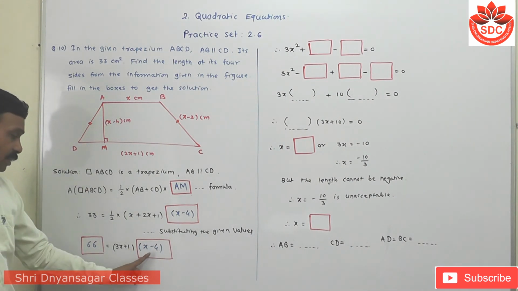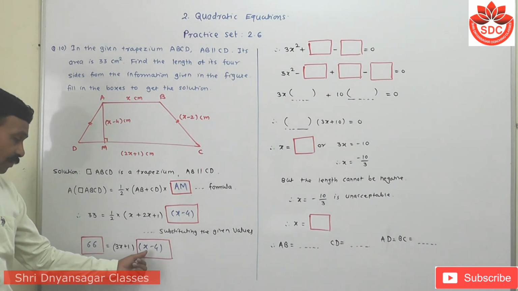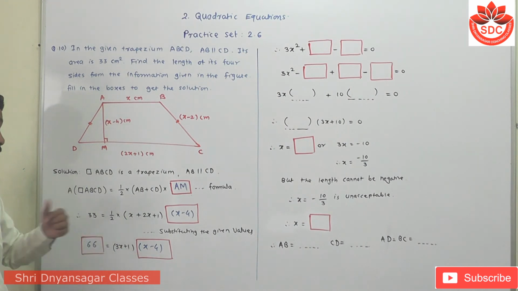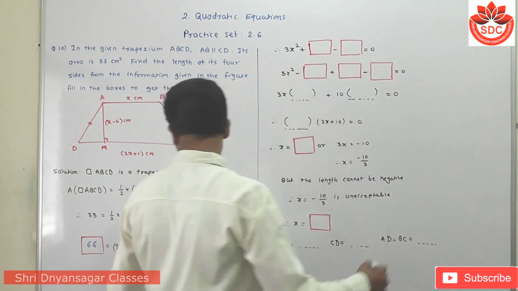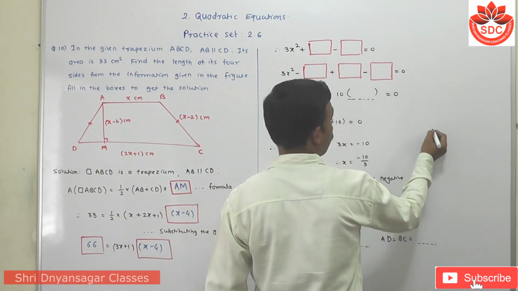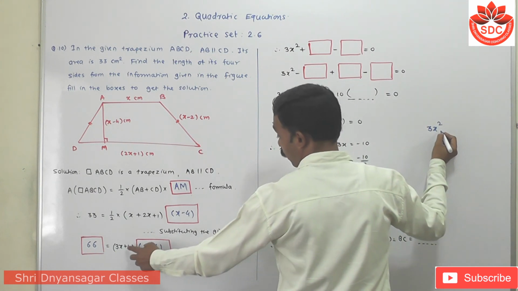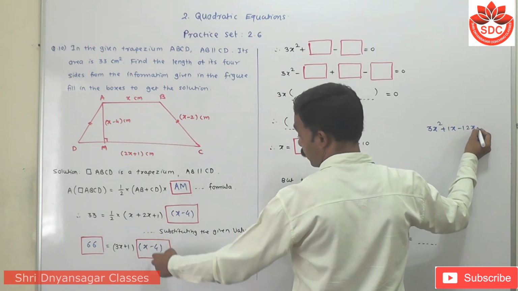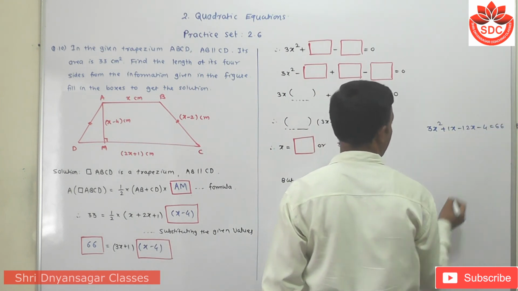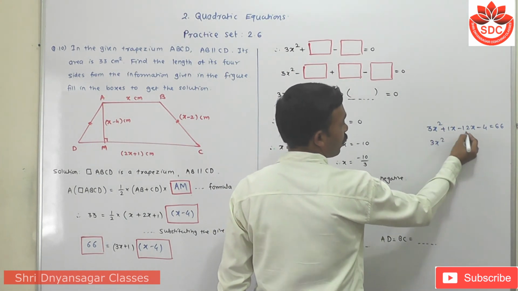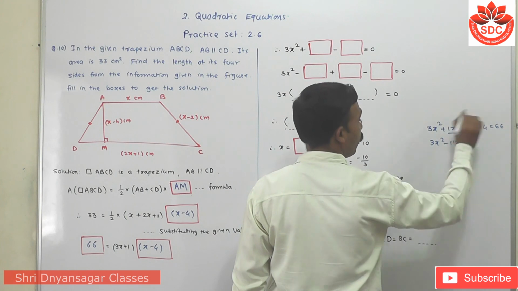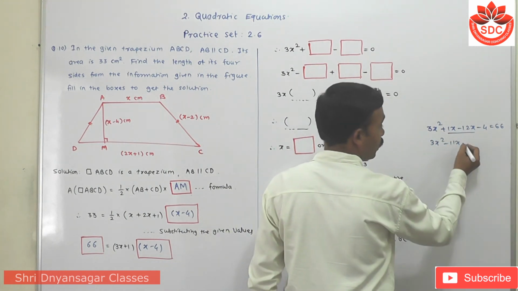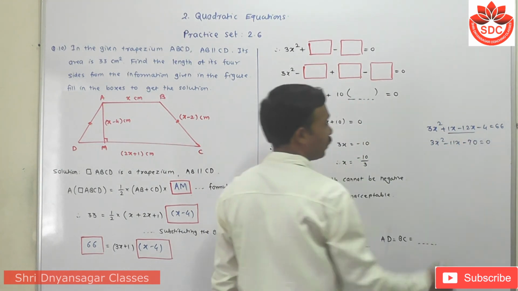Student, this is the next step. Now by using this, when we multiply this x minus 4 to this bracket, we get a quadratic equation. I have to show how to do its multiplication. x into this one becomes 3x square, then x, then minus 4 into 3 is 12x, then minus 4 is equal to 66. Then we write here 3x square, the subtraction becomes minus 11x, and when we transpose this 66 to the other side, minus 4 and minus 66 becomes minus 70, is equal to 0.